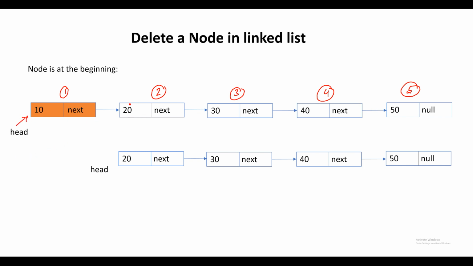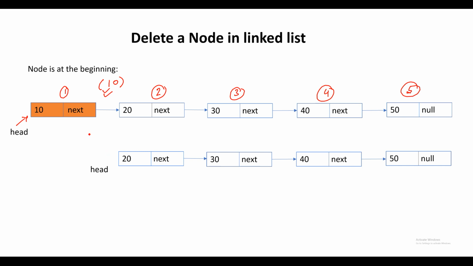Now just assume that the node which we have to delete is the first node. It means we have been given the data of the first node as 10 and we have to go and delete this node. So in this, the head was pointing to the first node, right? After deletion of this node, suppose we successfully deleted this node, what will happen?